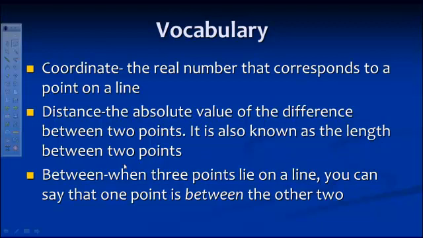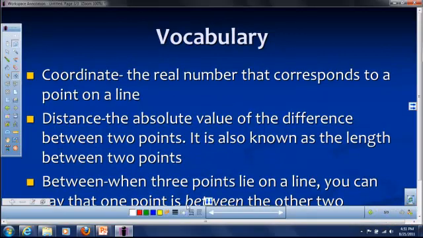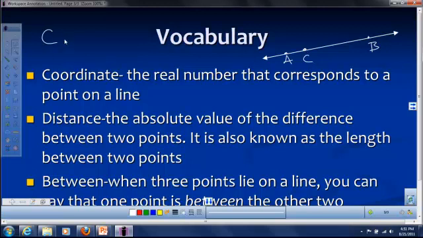Between, when we have 3 points on a line, you can say that one point is between the two. We talked about this in the last section. If I was to draw a line, here's my line, and I draw some points on that line. And let's call this A, this is B, and if I put this anywhere in between the two, I can say C is between A and B. Okay?